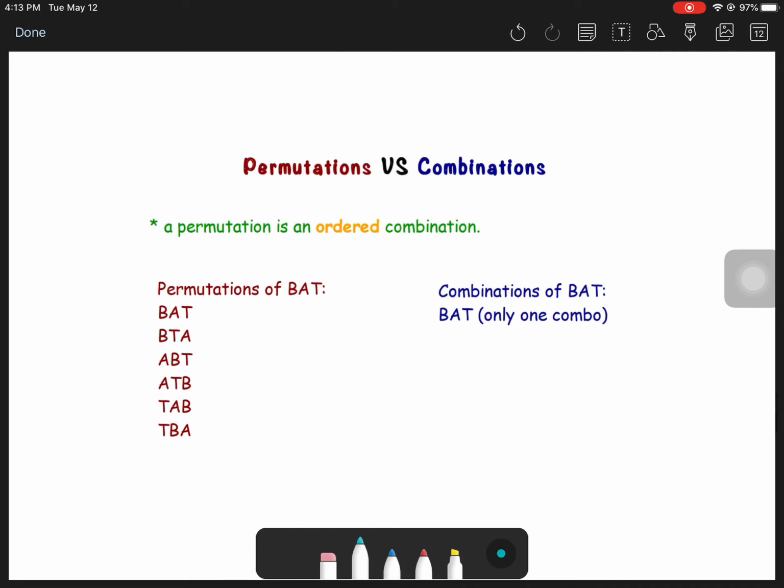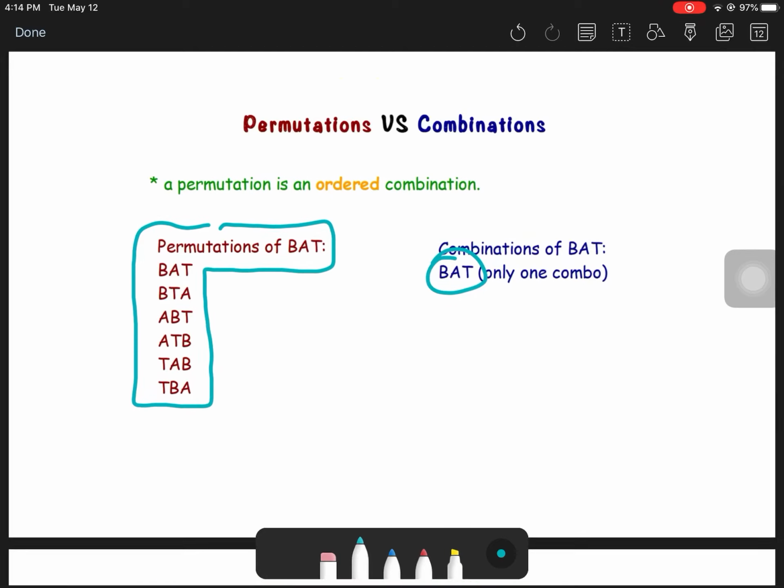Remember, permutation order matters. Here's an example with the word bat and using those letters. You could make 6 different arrangements if the order mattered. If order doesn't matter, there's only one, B-A-T, because I have 3 letters. It's like a combo meal. So permutation order matters. Combination order doesn't matter.